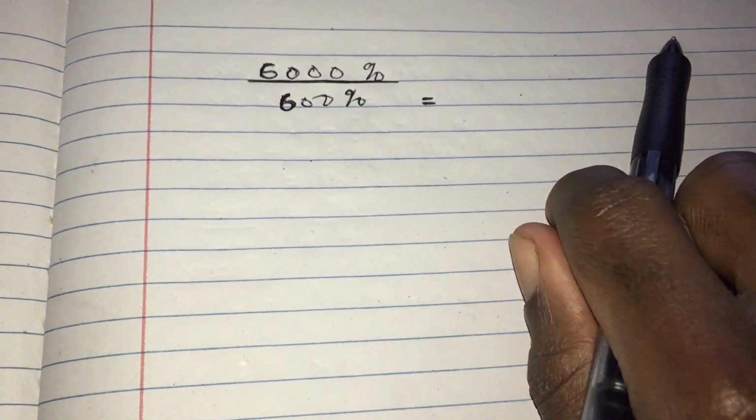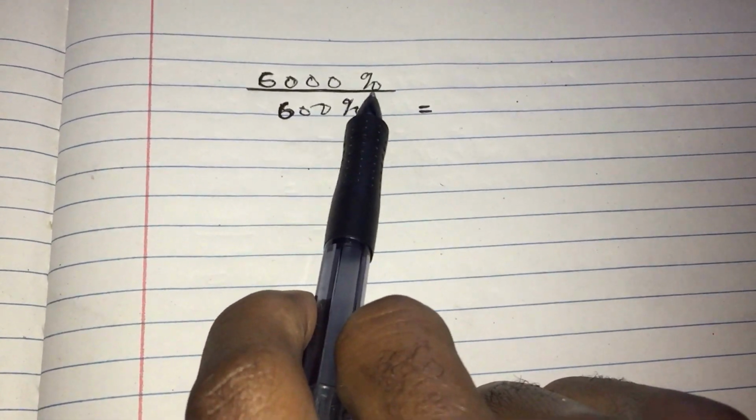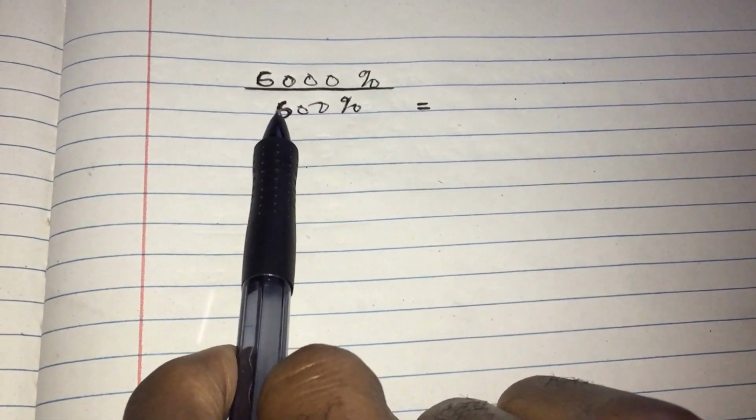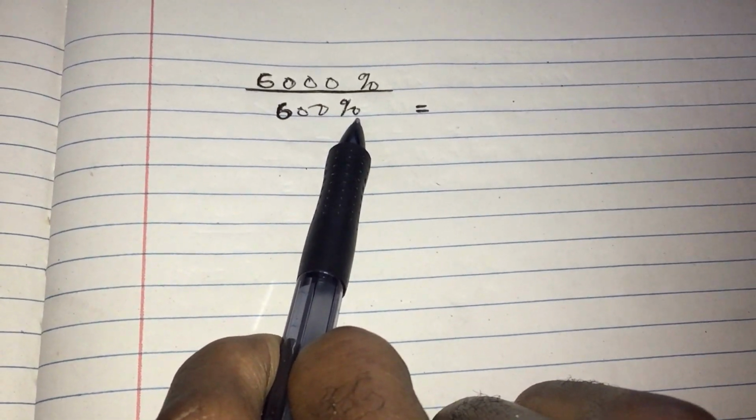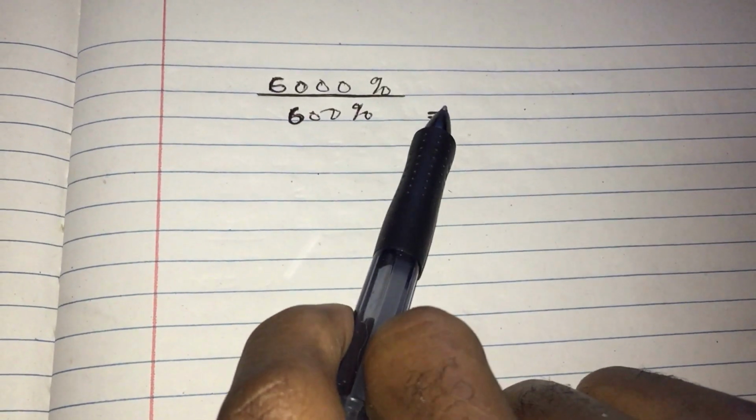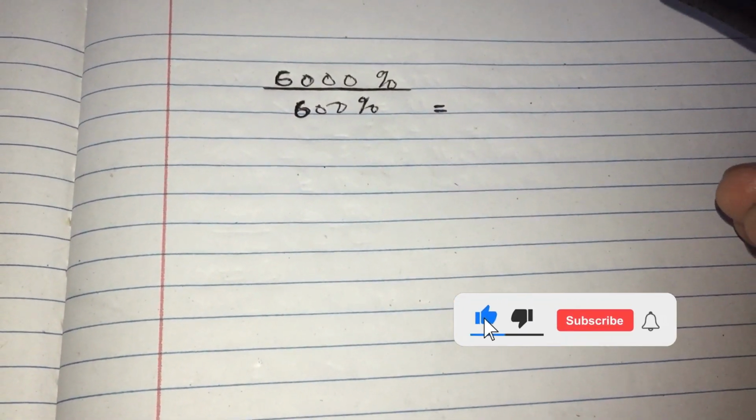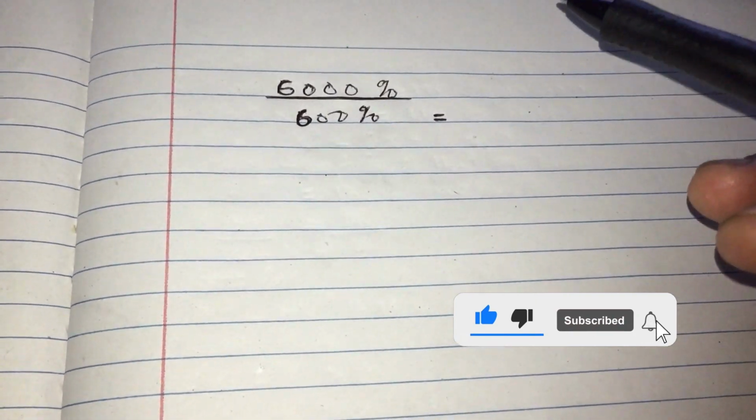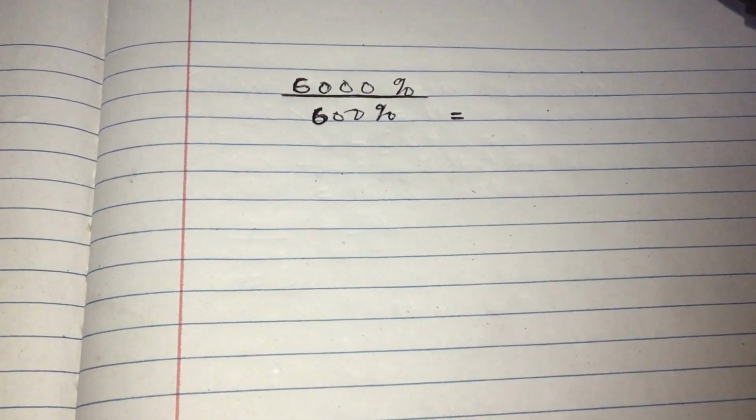So in today's video we are going to calculate 6000% over 600%. We first need to convert the percentages to decimal forms.